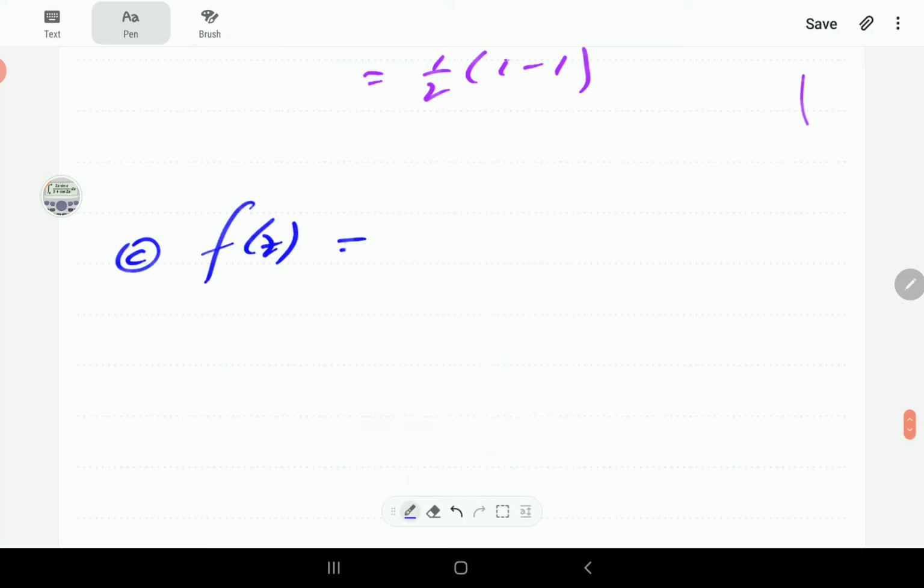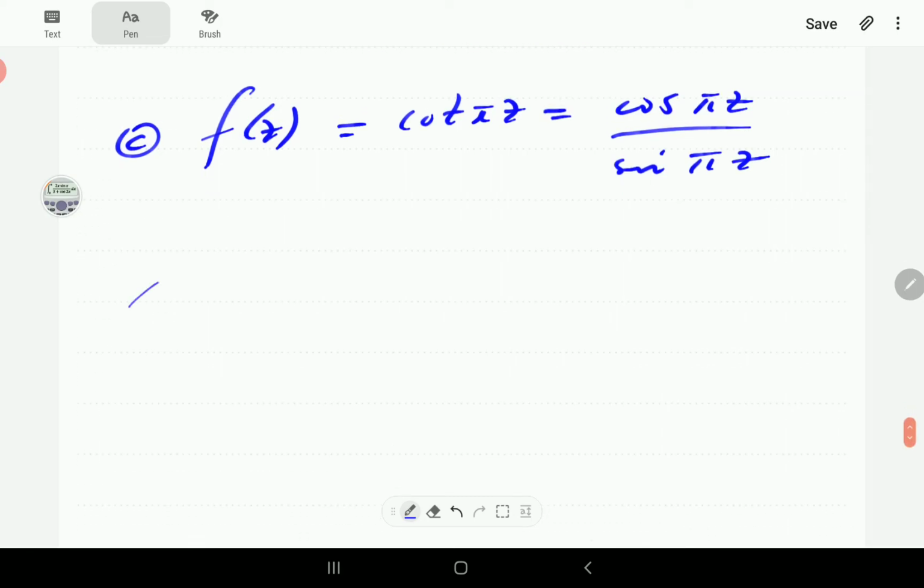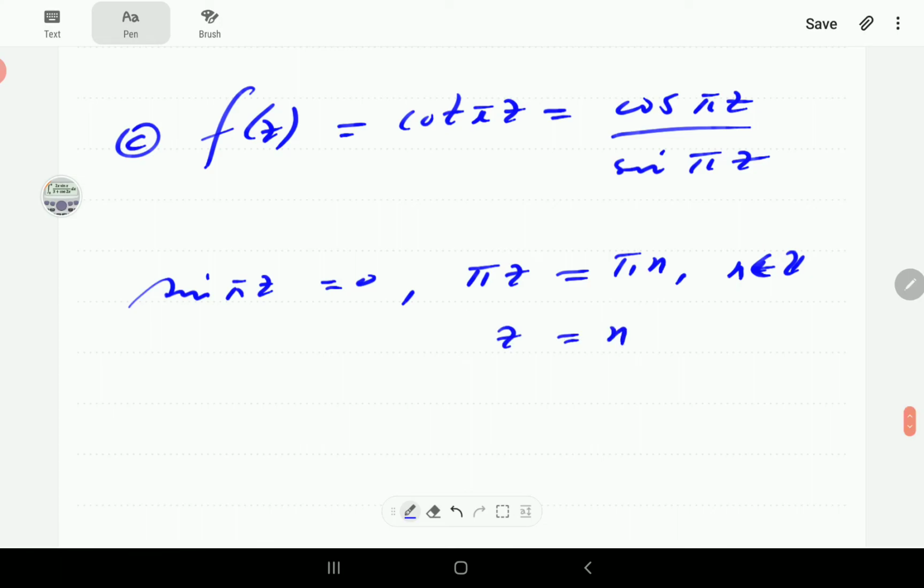Okay, and then the third one, C, we have f of z equal to cotangent pi z. Now, of course, cotangent is cosine over sine, so cosine pi z over sine pi z. This is going to be singular whenever sine pi z equals 0. Sine pi z is equal to 0 whenever pi z equals pi n, where n is an integer. So that tells us that the singularities are going to be at z equal to n.